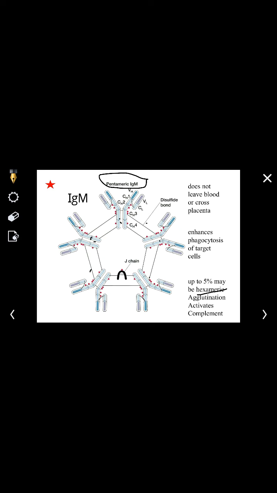So this is 1, 2, 3, 4, 5, pentameric, but some, like 5%, may be hexameric. Agglutination activates the complement. So these are mainly used to enhance phagocytosis of a target cell.